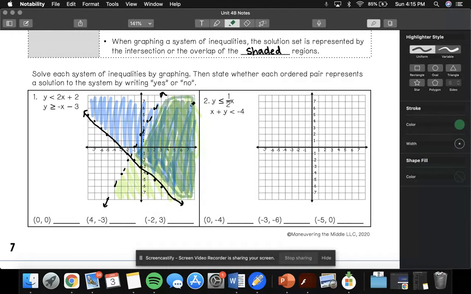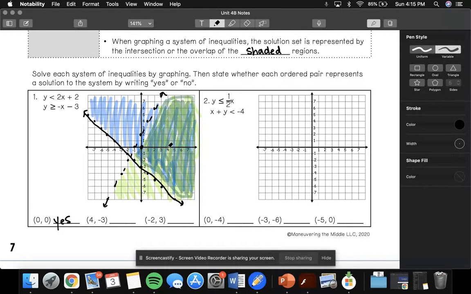So really, this is the only part that I actually care about. That asks a couple questions. Is 0, 0 a solution to both of them? So 0, 0 is right here, and it is in that blue-green area because it's shaded in both of them. Yes, this is a solution to the system, to both of these inequalities.